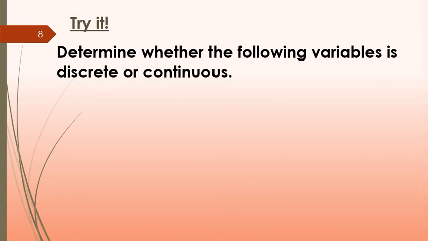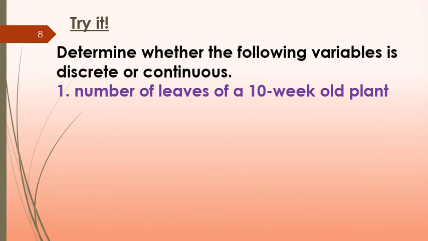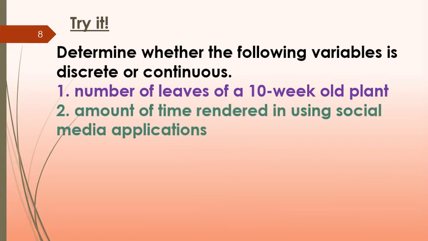Let's try this. Determine whether the variables are discrete or continuous. Number one, number of leaves in a 10-week-old plant. How many leaves would be there in a 10-week-old plant? Number two, amount of time rendered using a social media application. How long would a person render a time using a social media application?